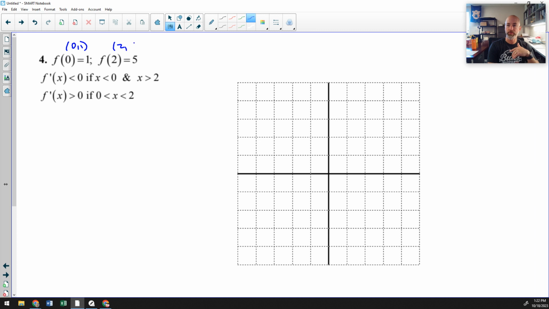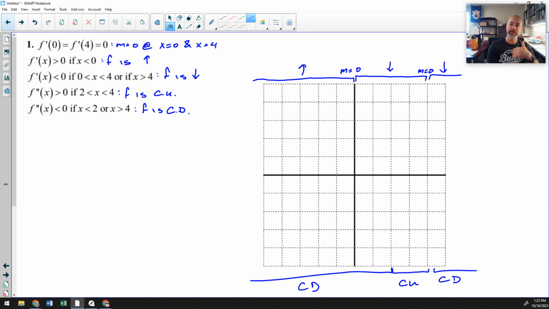That means we need to hit the point (2, 5). So the first thing I'll do on number 4 is actually plot those points (0, 1) and (2, 5). Right? So that's kind of nice. Having points to aim for makes things easier. Number 1, I didn't give you any points to aim for, and so this one's actually a little bit more of a difficult one to start with. But whatever, we're already this far in.